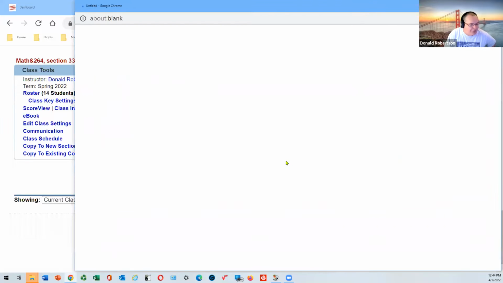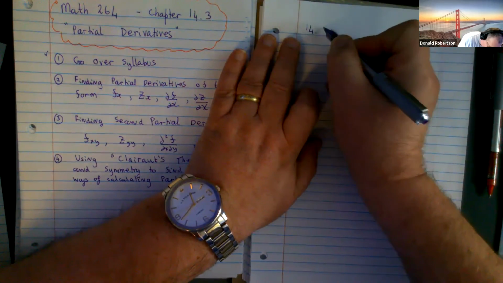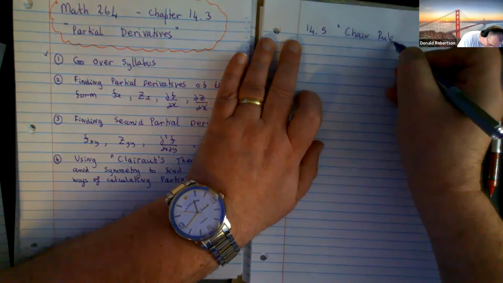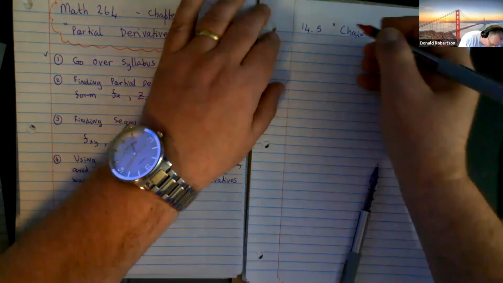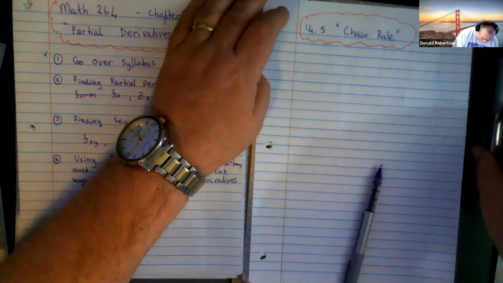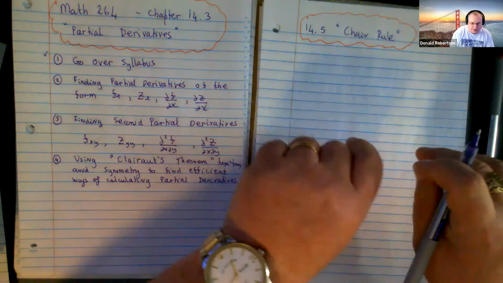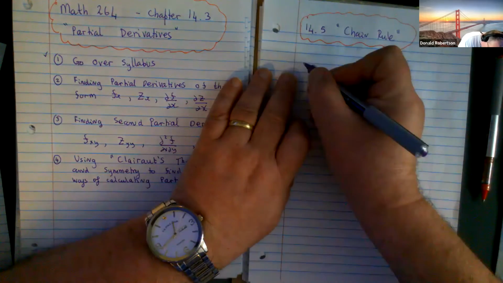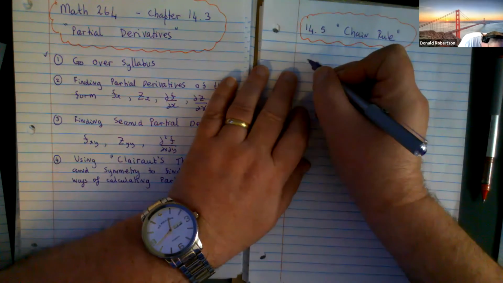Right, we're now moving on to our next section, which is 14.5. Again, we have done some of this, quite a lot of this, but not all of it. 14.5 is the chain rule. The chain rule is how to do derivatives of functions when the variables, the x's and y's, are themselves in terms of another variable. The only one I've got time for today, and we'll continue tomorrow, is this situation.